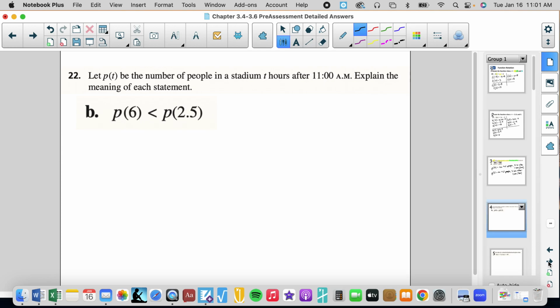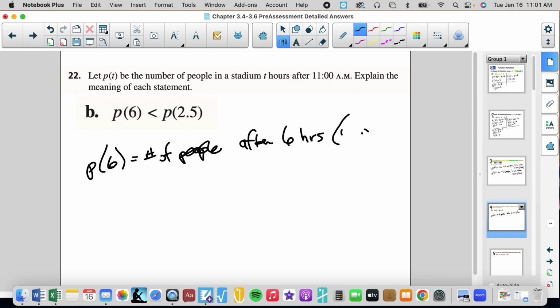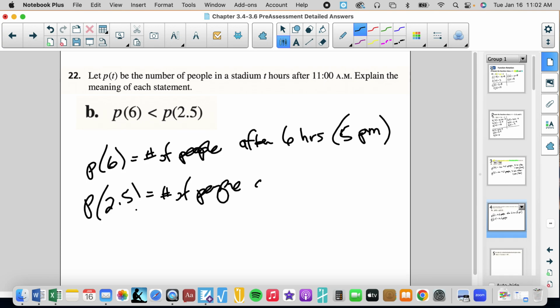This would be the number of people, P of 6, which equals the number of people in the stadium after 6 hours, which is going to be 5 p.m. And P of 2.5 equals the number of people in the stadium after 2.5 hours, which is going to be 1:30 p.m. So what this says is the number of people at 5 p.m. is going to be less than the number of people at 1:30 p.m.